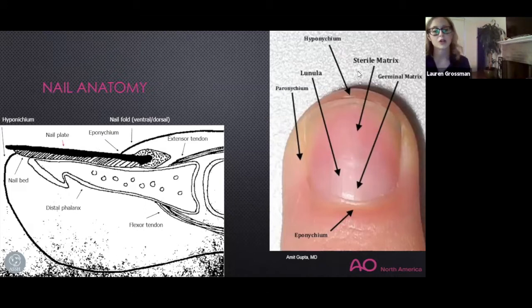What's interesting to note, as you see here on the left-hand side of the screen, there's a drawing. The distal phalanx is very close to your nail bed. So if you have a nail bed injury, it's important to think about a fracture of the distal phalanx, as it's quite close. In addition, your extensor tendon is quite close to your germinal matrix, and your flexor tendon is just on the volar side. So while just thinking about the nail, it's important to think about the underlying structures and what's going on with them as well.